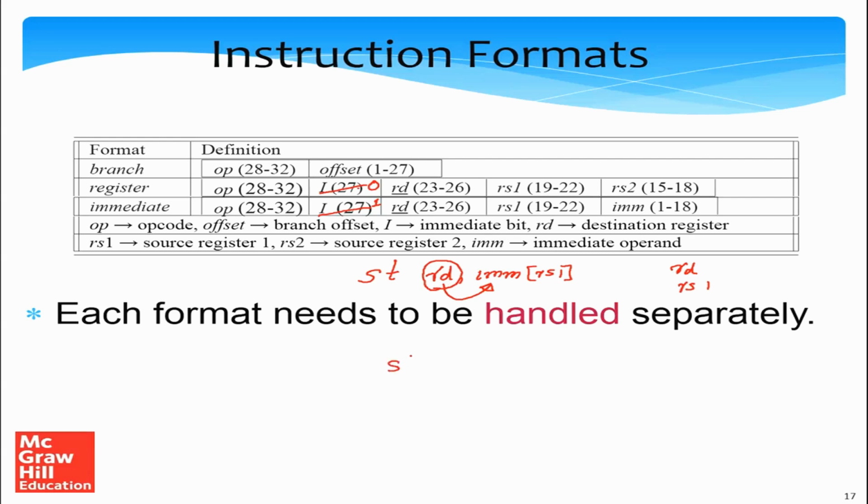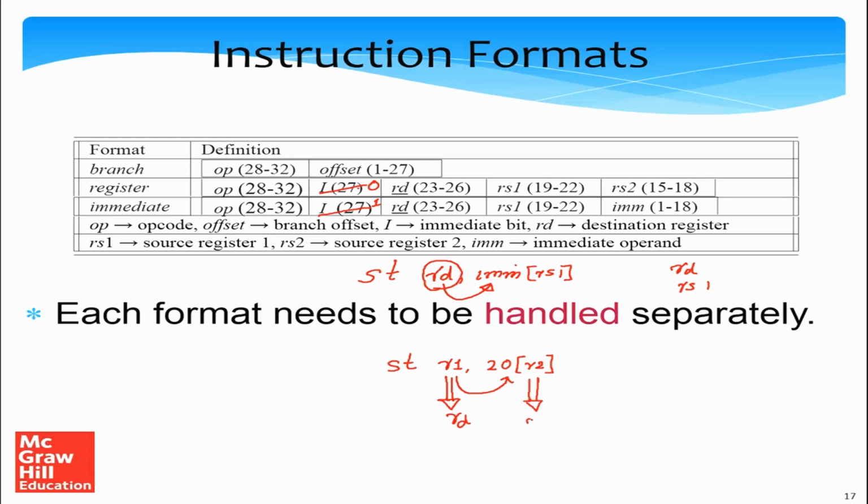Let me give one more example if it's still not clear. Let's assume we have an instruction of the form store R1, 20 of R2. In this case, R1 is a source register which needs to be read. And then we need to compute the memory address by taking the contents of R2 and adding 20, and we need to effect a store. The field in which R1, which is 0001, will be stored is RD in the instruction. And R2 will be stored in this field, RS1.